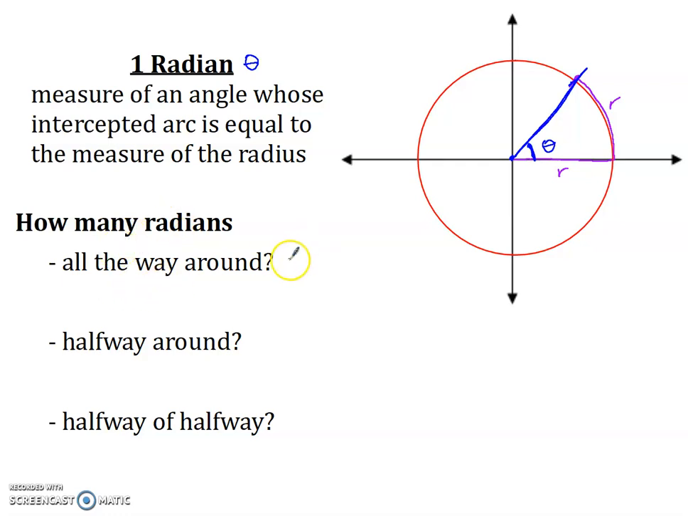So to go all the way around, just like our circumference formula, all the way around a circle is 2 pi radians. And radians don't have a unit. Like with a degree, we put a degree symbol. A radian is still an angle measure. It's just another way of measuring an angle. Like you can measure a distance in inches or centimeters, you can measure an angle in radians or degrees. So all the way around a circle is 2 pi. Halfway around is just going to be pi. Halfway of halfway: if halfway around is pi, half of halfway is going to be 1/2 pi, which we typically write as pi over 2.